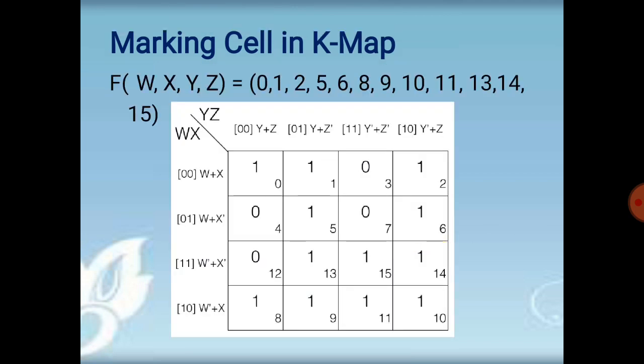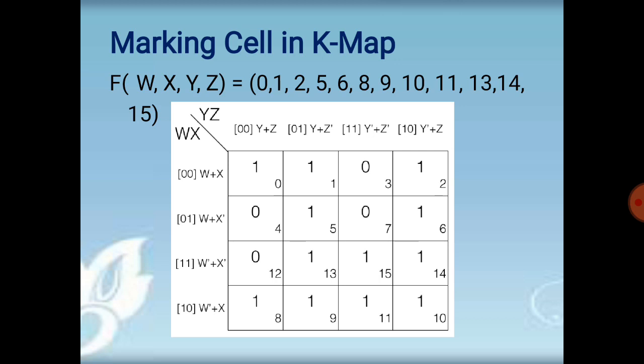Now, since the function F has 4 variables, we will create a 4 variable K-map having 2 to the power 4, that is 16 cells. Now fill the cells marked with subscript 0, 1, 2, 5, 6, 8, 9, 10, 11, 13, 14, 15 with value 1 for SOP and 0 for the POS.